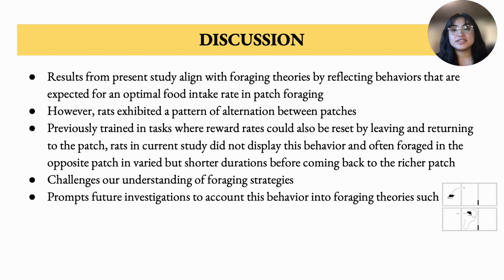The results from the present study align with foraging theories by reflecting behaviors that are expected for an optimal food intake rate in patch foraging. However, not aligned with such theories is a pattern of alternation the rats exhibited across sessions. Rats used for the study had been previously trained in tasks where reward rates could also be reset by leaving and returning to the patch, yet many of our rats did not display this behavior and often foraged in the opposite patch in varied but shorter durations before coming back to the richer patch.